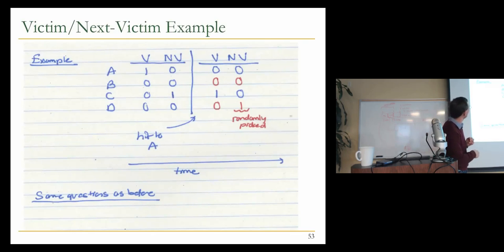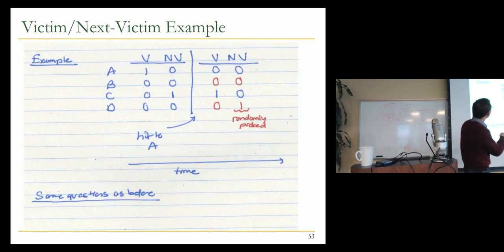And you can have the same questions as before. If you start with this, for example, this is a set that contains A, B, C, D. And A is the victim, and C is the next victim. You get a hit to an A. This is the worst case. This poor guy was almost going to get evicted. In this case, you ensure that A becomes ordinary. It's not the victim. It's not the next victim.